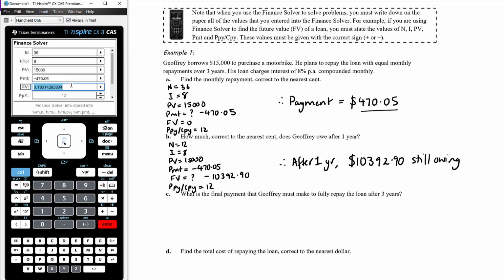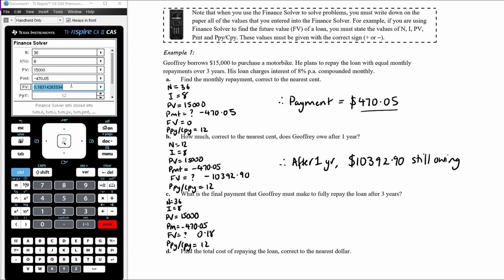So what we're looking at here is we've used all the same values. N has gone back to being 36, I is 8, present value or principal value is 15,000, payment negative $470.05, future value is what we're working out, and payments per year and compounds per year still 12. Okay, and what we find is the future value is negative, no, not negative, sorry. The future value is 0.18.